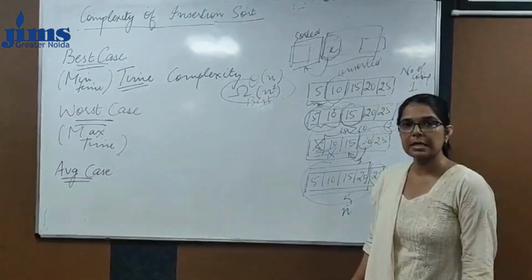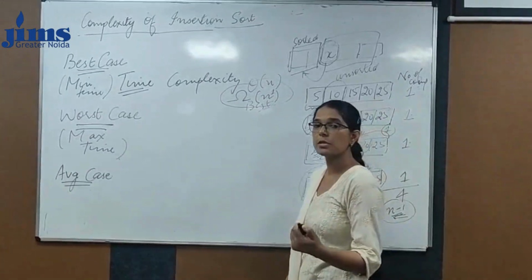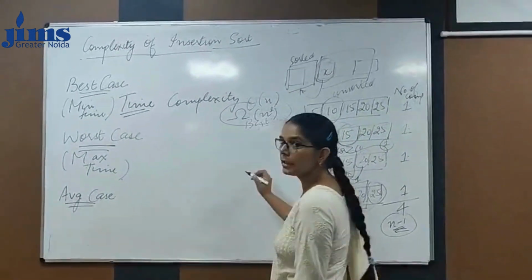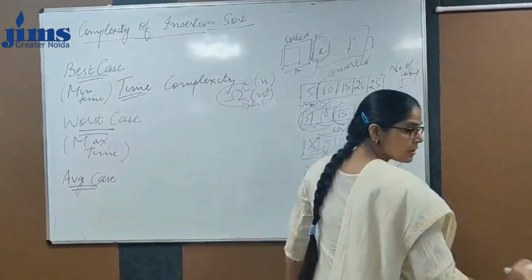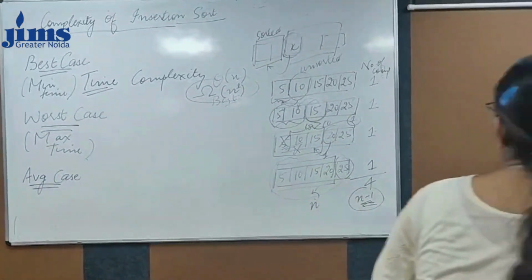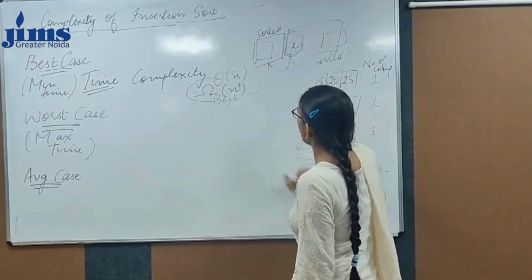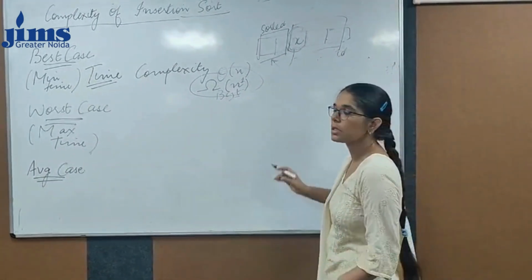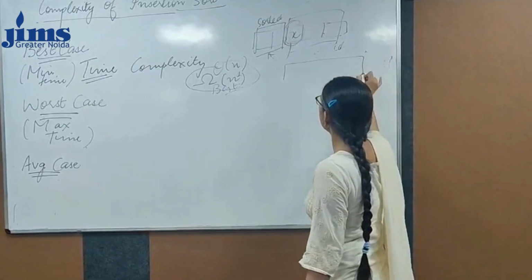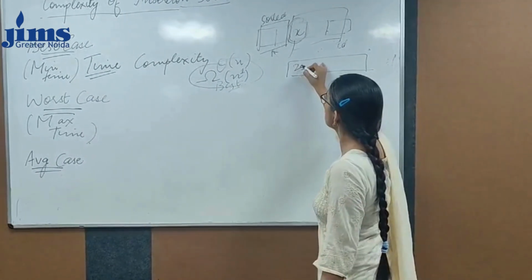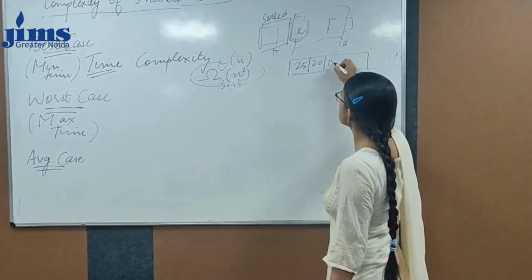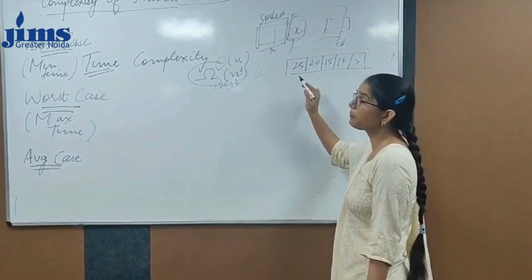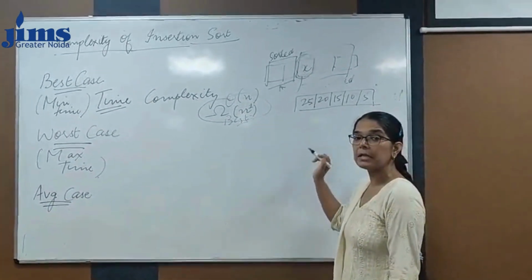Now come to the worst case. Worst case is vice versa. Vice versa in the sense that if the result is required in increasing order, my input is reverse, that is, the input is in decreasing order. I require the result in increasing order. This is the input.